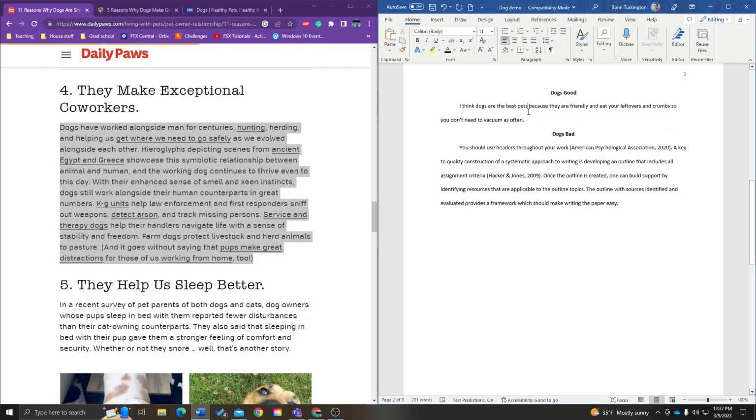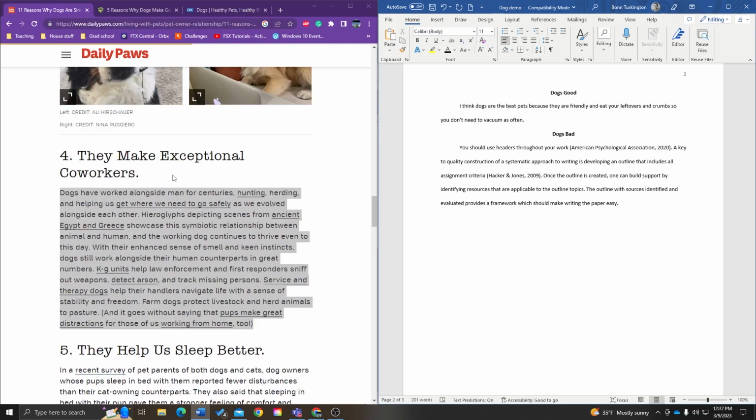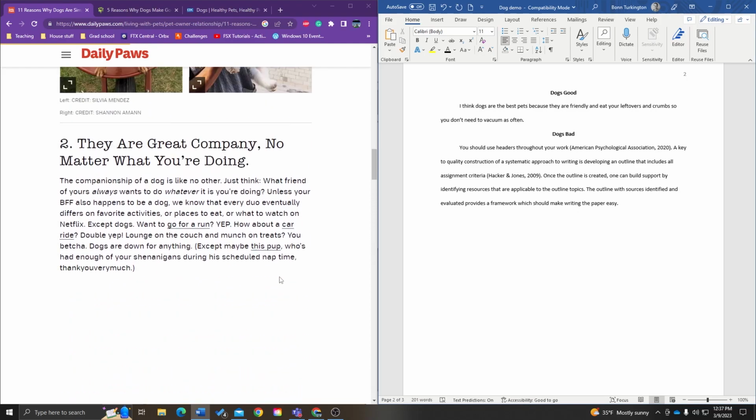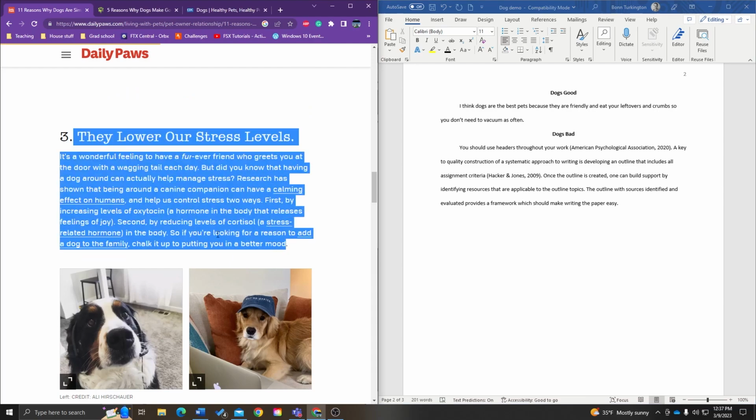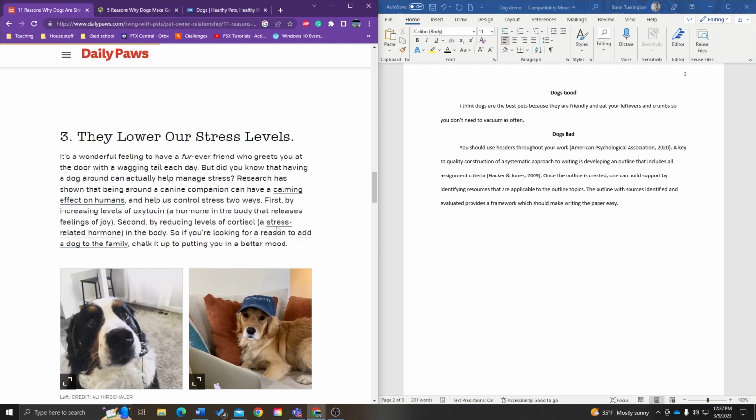So maybe you say, okay, they eat crumbs and you don't need a vacuum as often. Then maybe this one backs it up. They lower our stress levels because you're less stressed if you don't have to vacuum, and they make you feel good. So then you would say, according to source, and then you would type in your source and cite it.